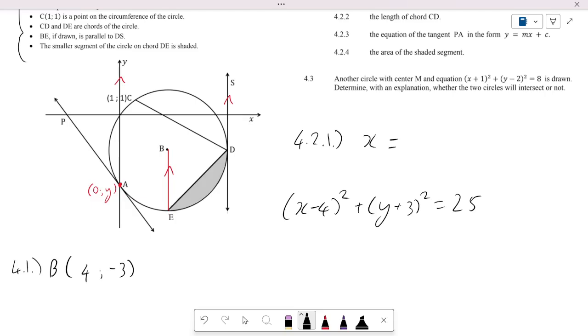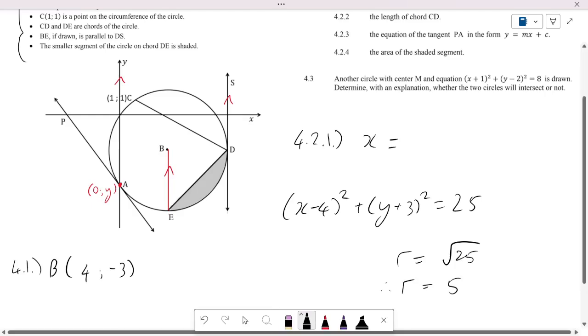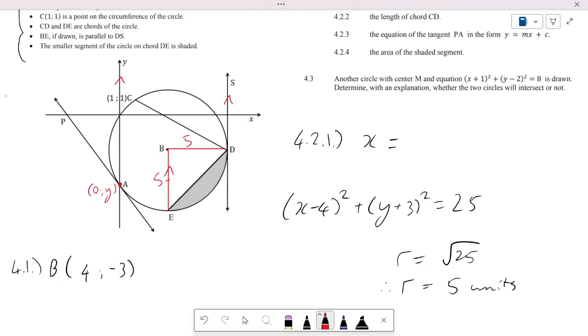Now our radius is essentially the square root of whatever number is on this side, which is the square root of 25. And therefore our radius is equal to 5 units. So if we were to draw our radius from B to D over here, we would have an answer of 5 units, and this would also be 5 units because these two are radii.